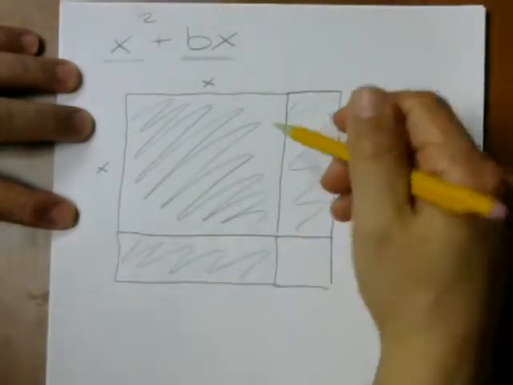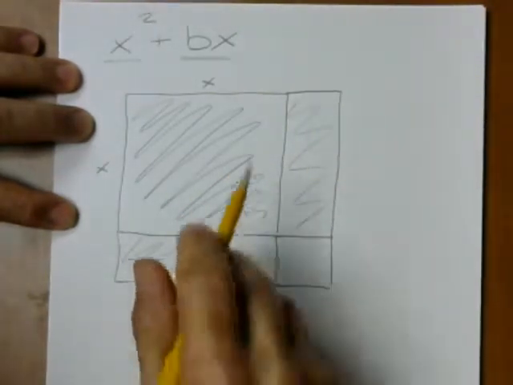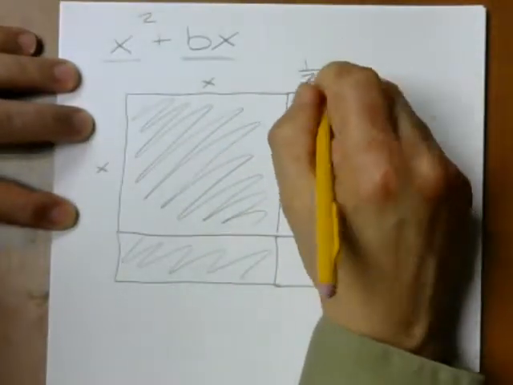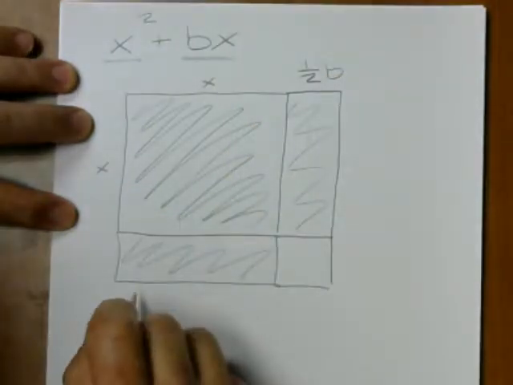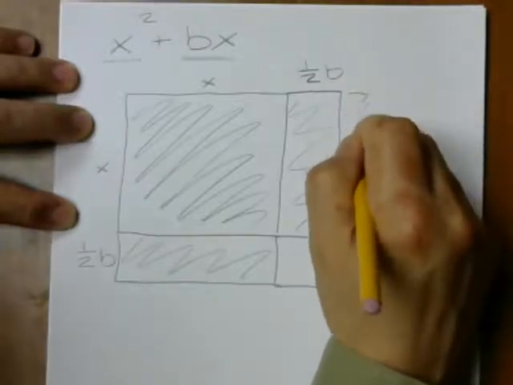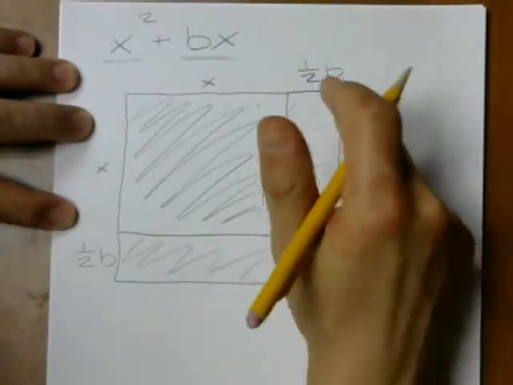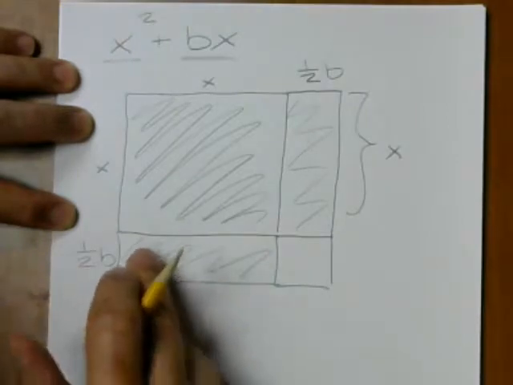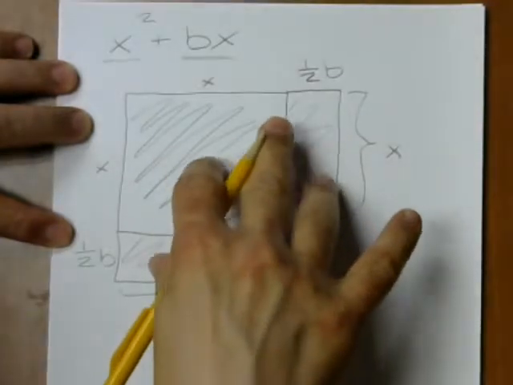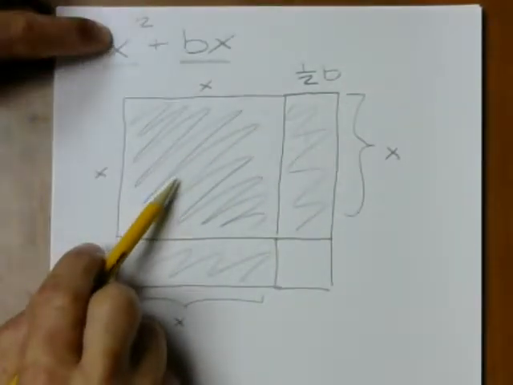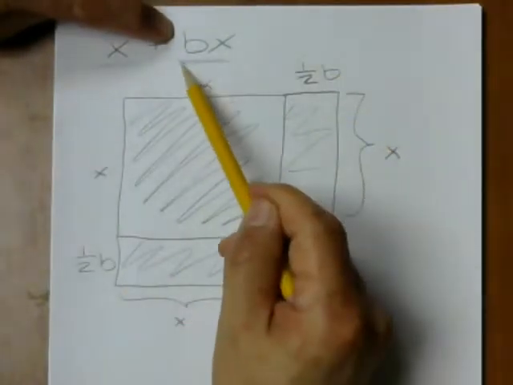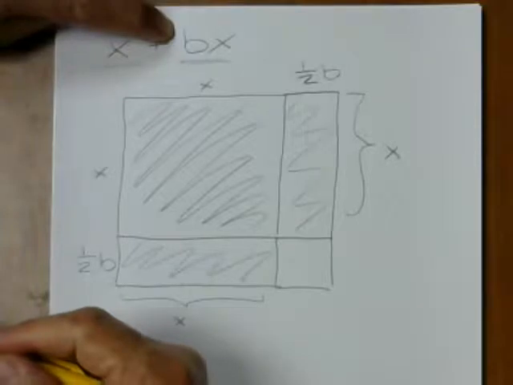So what does that mean? It means that each of these areas has to be half of bx. So this is 1/2 of b, and this is 1/2 of b. Why isn't this bx? Because this is already x, so that's going to give me 1/2 bx for this area, 1/2 bx for this area. So together, these three areas give me x squared plus 1/2 bx, 1/2 bx, together 1 full bx.